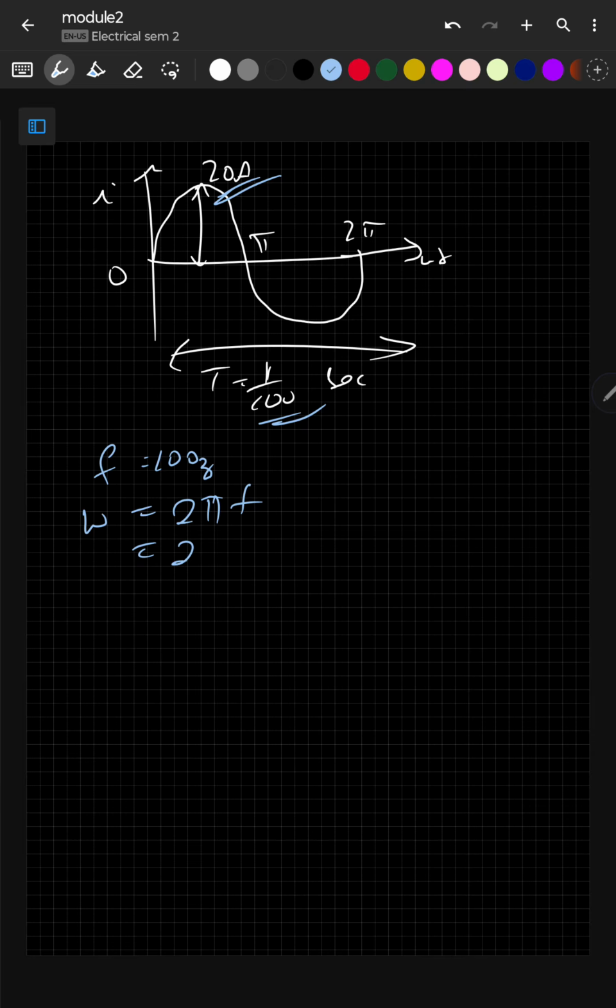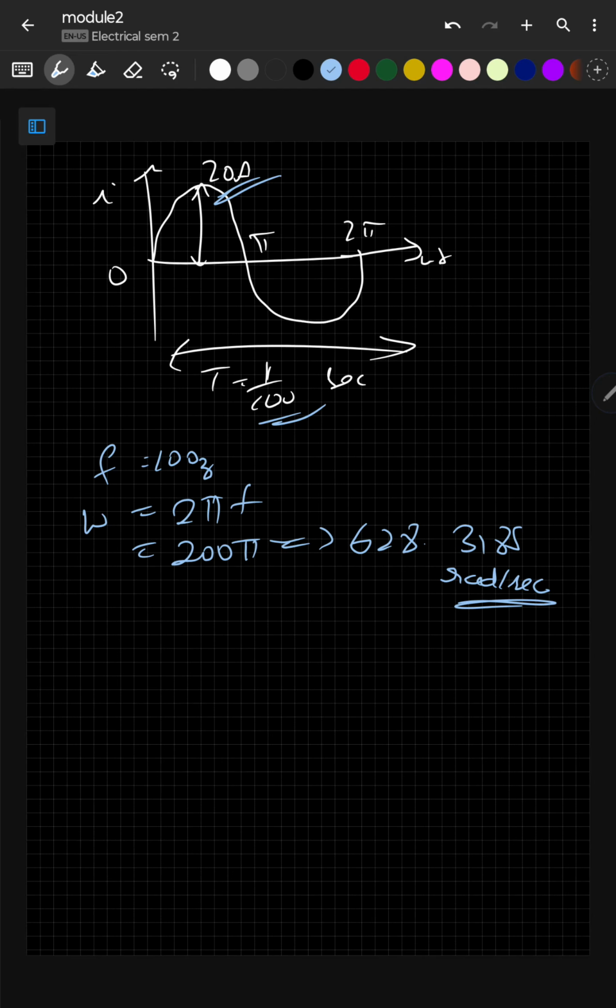That becomes 200 pi. And one more thing: always, when you're doing these module 2 calculations, your calculator should be in radians mode. So go to calc settings, angle unit, and keep it in radians mode always. Otherwise you get absolutely random answers. So 200 into pi, I'm getting 628.3185 radians per second. The unit of angular frequency is radians per second.